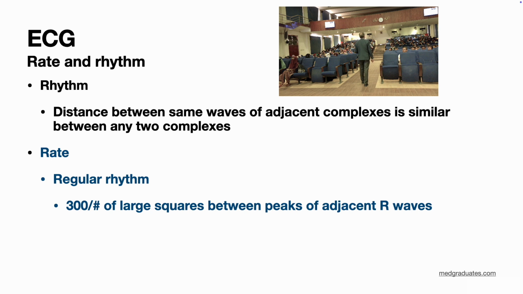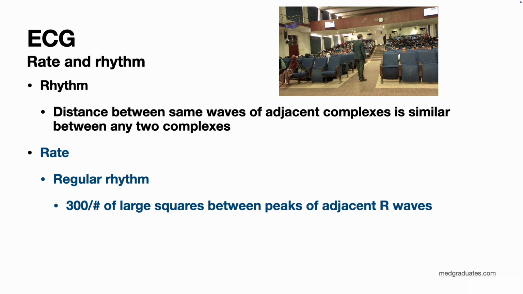But what if the rhythm is not regular? If the rhythm is irregular, for example, if the patient has atrial fibrillation, how would you calculate the rate then? You cannot use this formula.